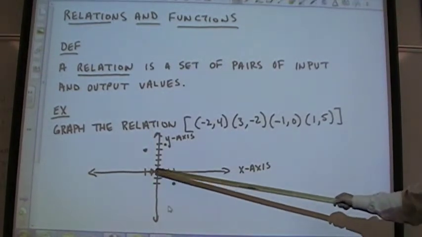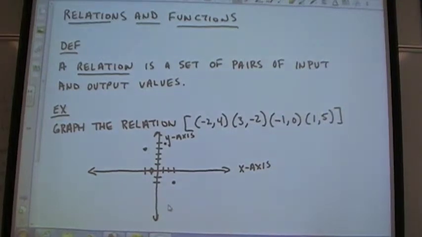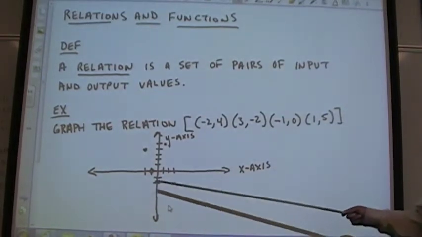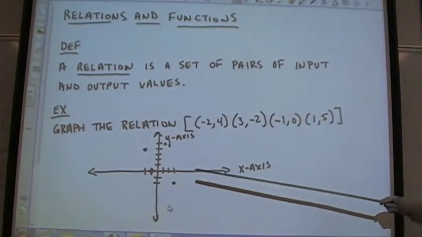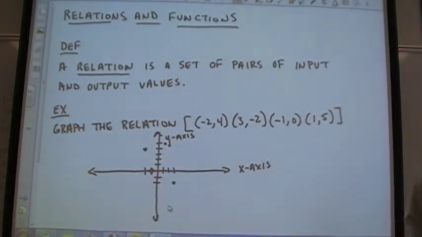Now what about the point (-1, 0)? It's not in a quadrant. So you would just say it's on the x-axis. So it doesn't have to lie in a quadrant, it can lie on the axis.